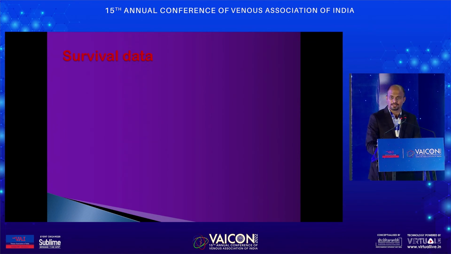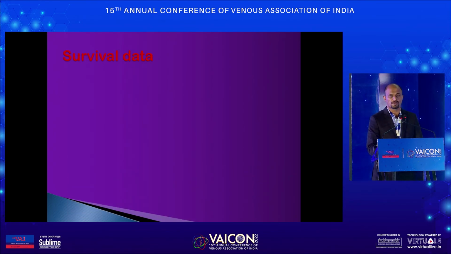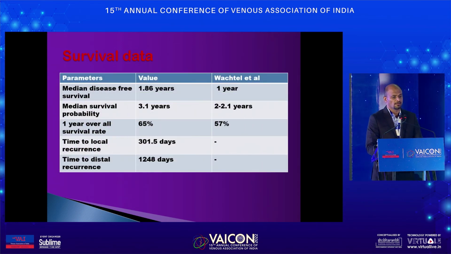Survival data, again in the literature, is very minimal. However, Venkat et al. compiled all the data available in the literature, that is 377 cases, and came up with some survival data. When we compare our series with them, our median disease-free survival is 1.86 years; in the literature it is 1 year. Median survival probability is 3.1 years; in the literature it is 2 to 2.1 years.